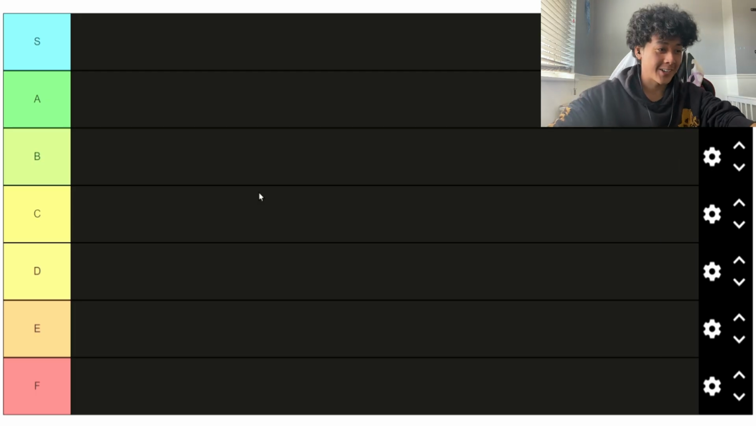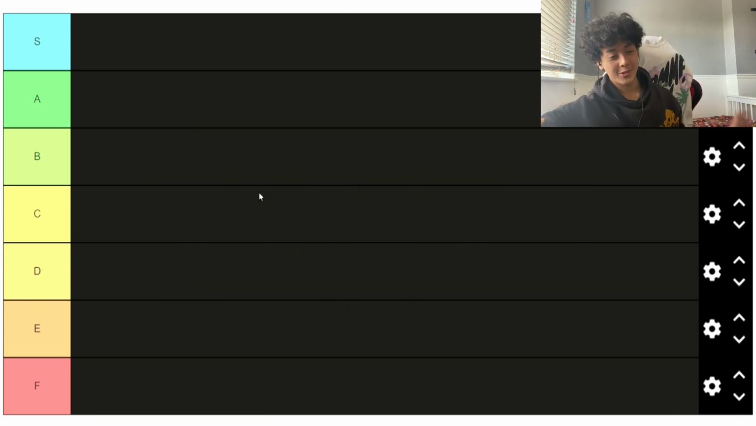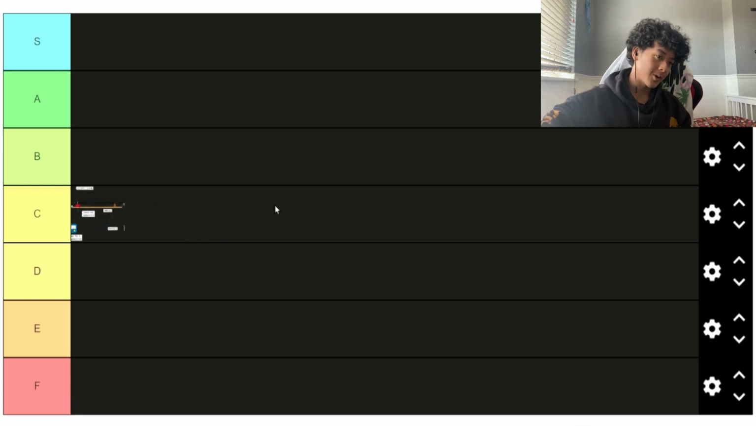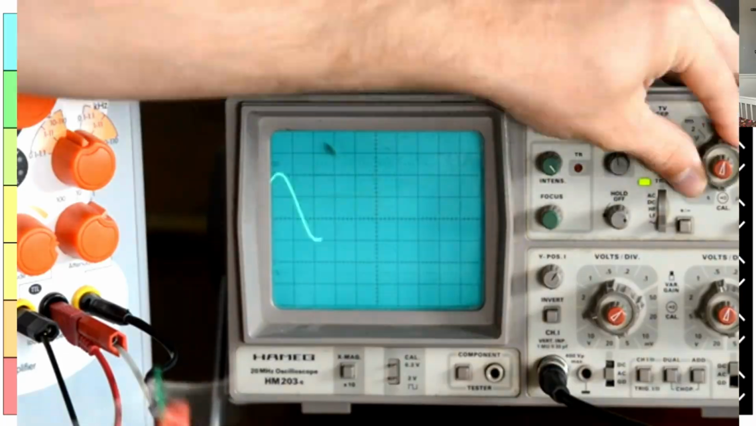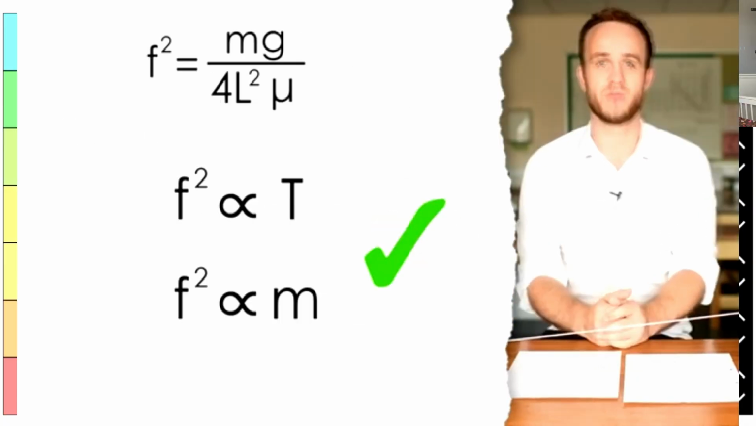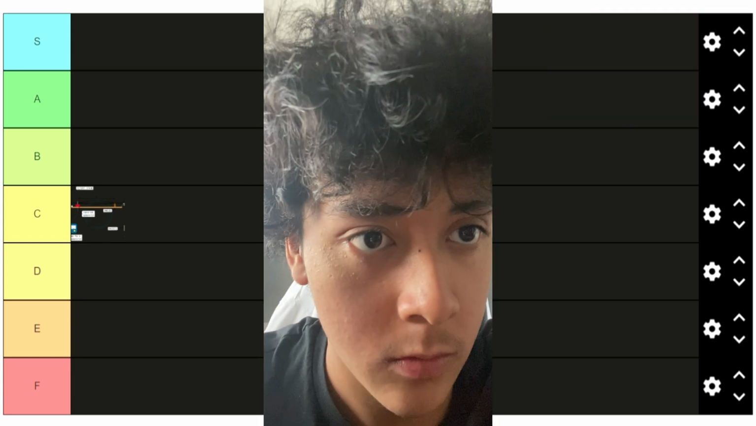Gross. Okay, starting off with practical number 1 was the stationary waves. Stationary wave was C tier. It's just there, you know? That's not gonna show up. Stationary wave goes into C tier because there's nothing to it. Nothing I could say. The procedure went easy. You just move around a bridge.